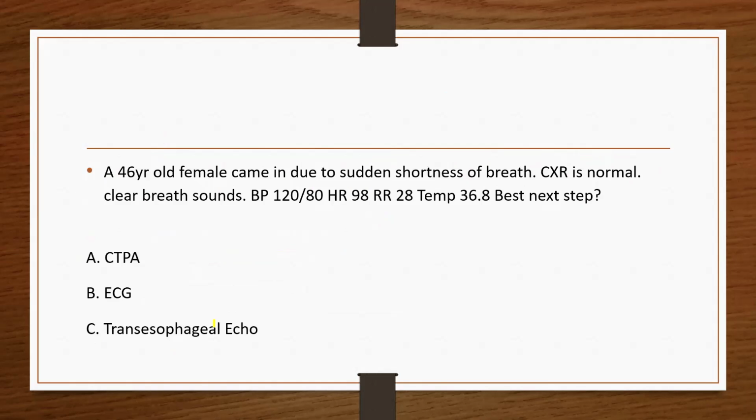We'll move on. A 46-year-old female came in due to sudden shortness of breath. Chest X-ray is normal. Clear breath sounds. Blood pressure 120/80. Heart rate 98. Respiratory rate 28. Temperature 36.8. Best next step. Sudden shortness of breath, 46-year-old female. A. CTPA. B. ECG. C. Transesophageal echo. What are you going to do here?